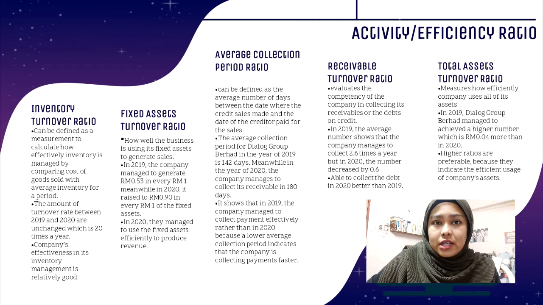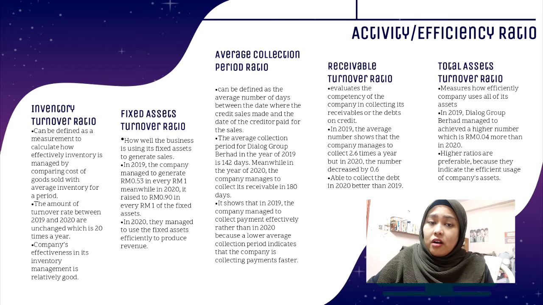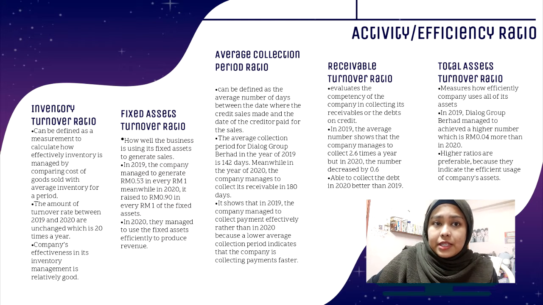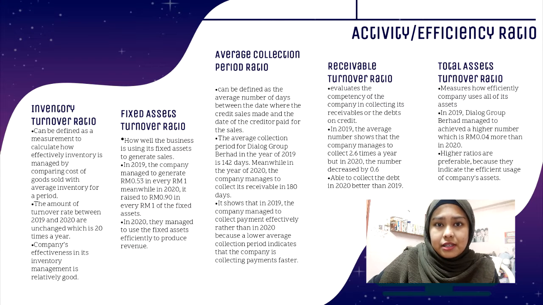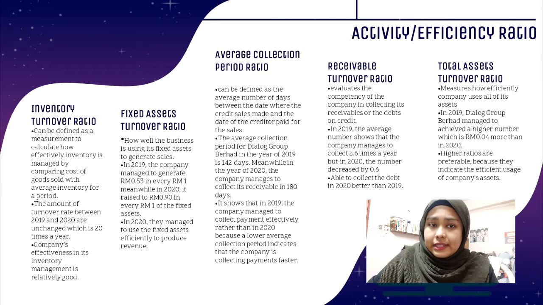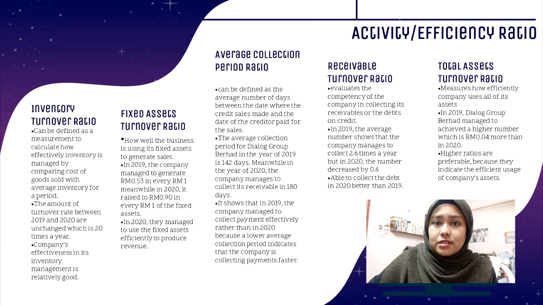Therefore, the average collection period for Dialog Group Berhad in the year of 2019 is 142 days. Meanwhile, in the year of 2020, the company managed to collect its receivables in 180 days. This indicates that in the year of 2019, Dialog Group Berhad had administered a better way to collect the debts rather than in the year of 2020. This is because the lower the number of days to collect the debt, the better, as it will help the company's operation to perform smoothly.